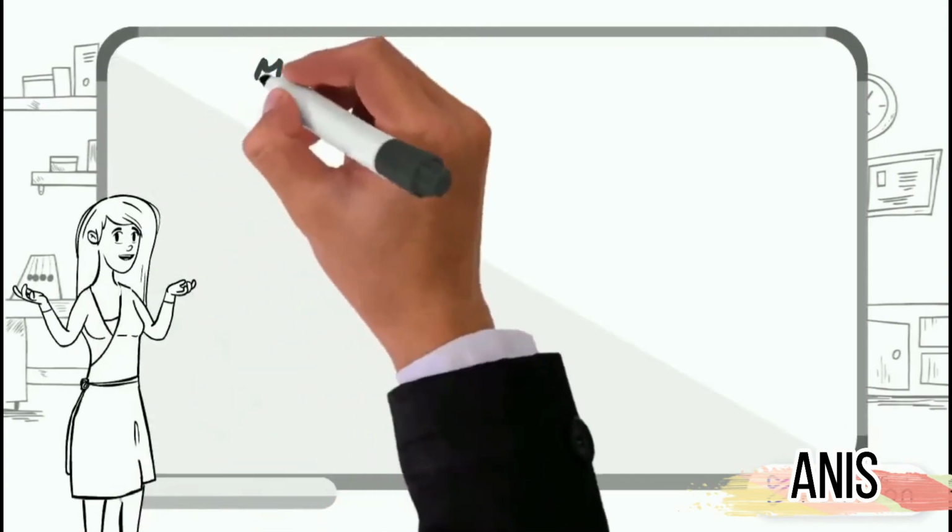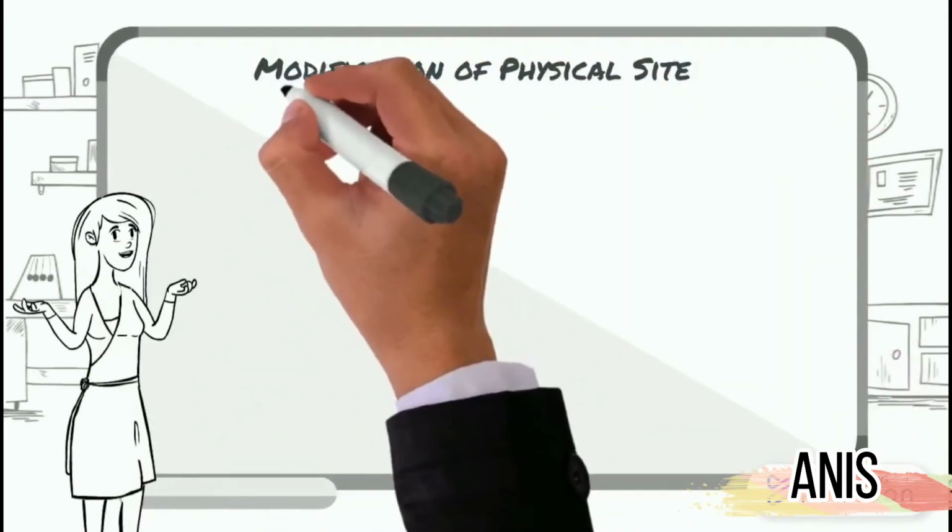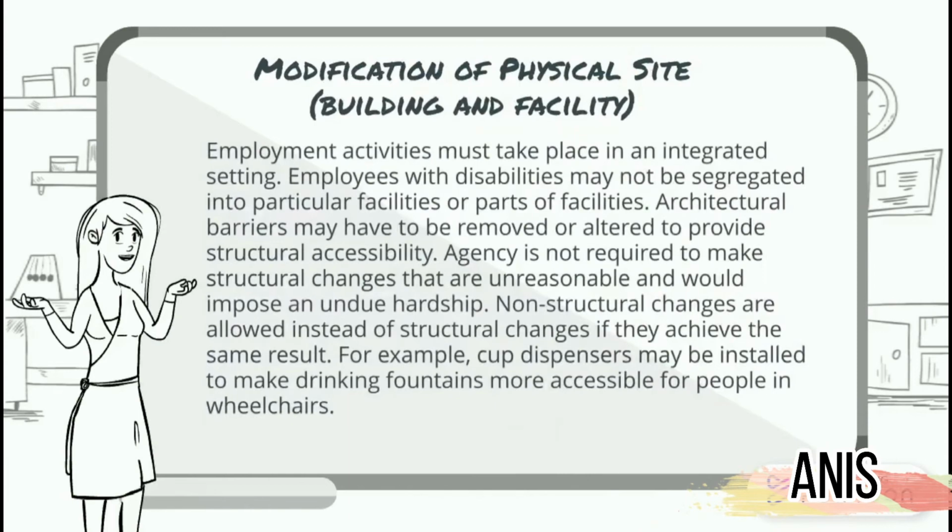Next is modification of physical site, building and facility. Employment activities must take place in an integrated setting. Employees with disability may not be segregated into particular facilities or parts of facilities. Architectural barriers may have to be removed or altered to provide structural accessibility.